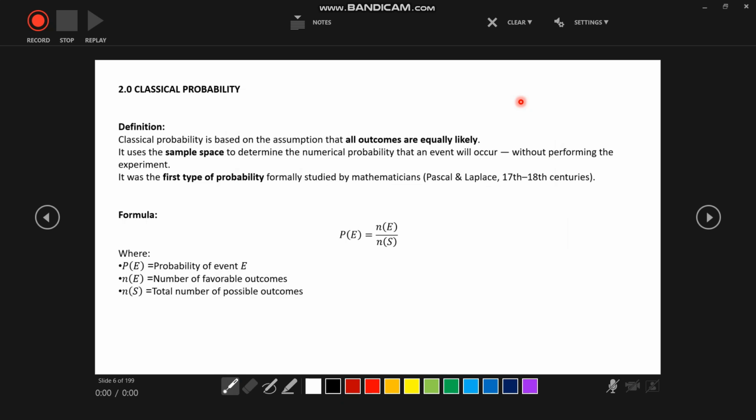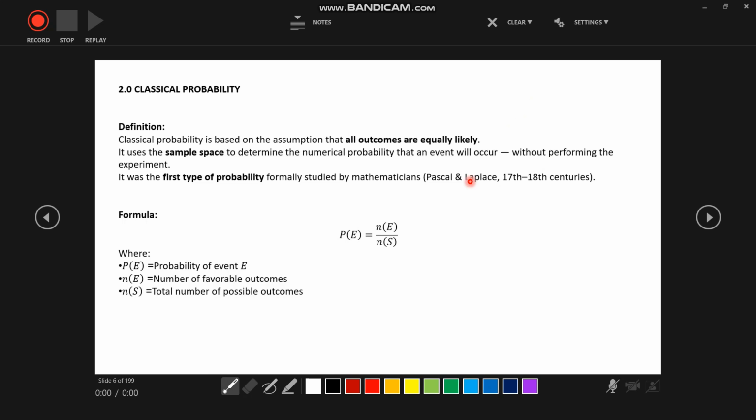Another example is a pregnant woman: will she give birth to a boy or a girl? So we know the outcomes already. So we can only find the probability of an event from those outcomes. So there is no need of performing an experiment for classical probability. And probability has the same formula, just that the way we write it might be different.